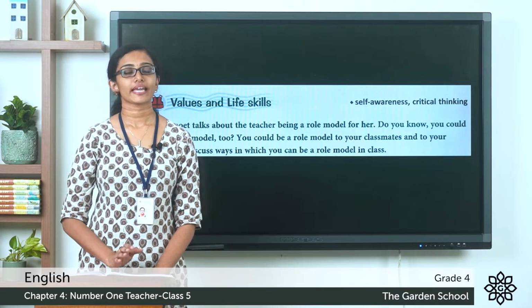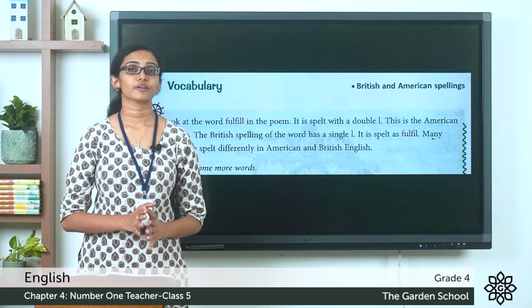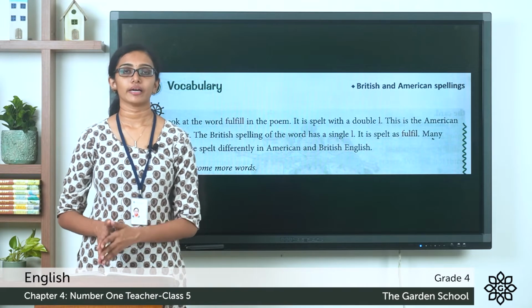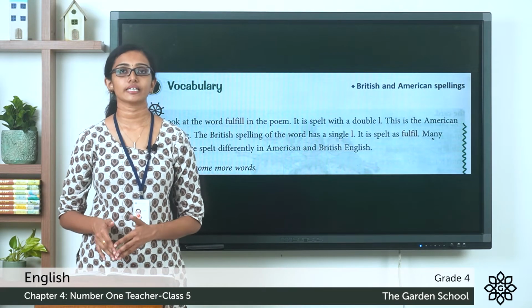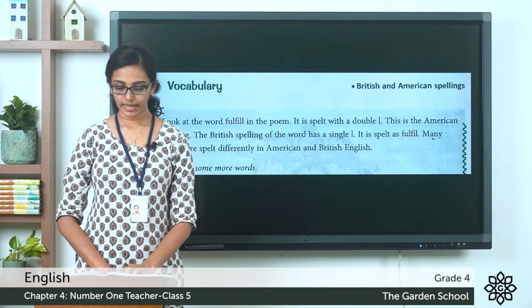Next is the vocabulary section. So this is about the difference in the pronunciation and spellings of words in British and American English. So here in India, we are following British English. So let's see the question given there.